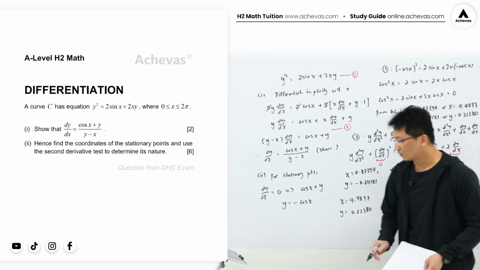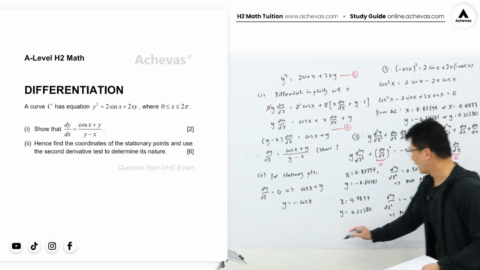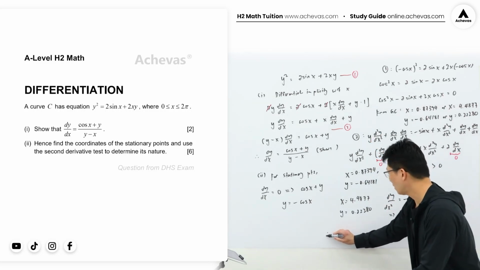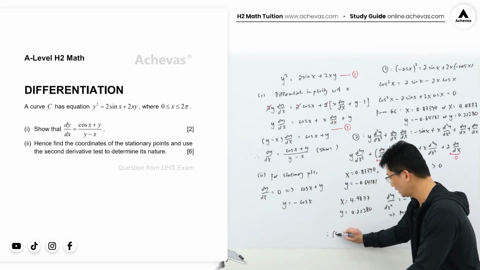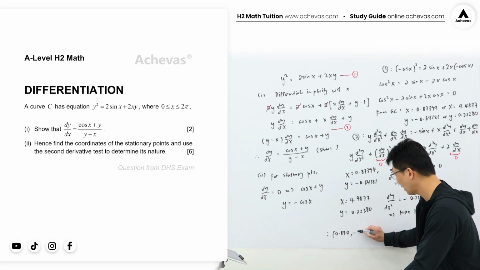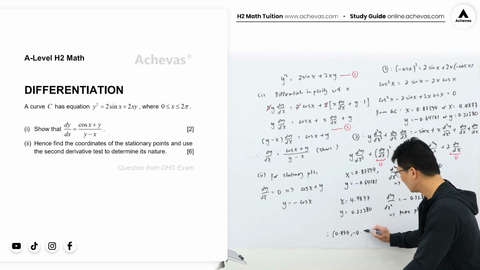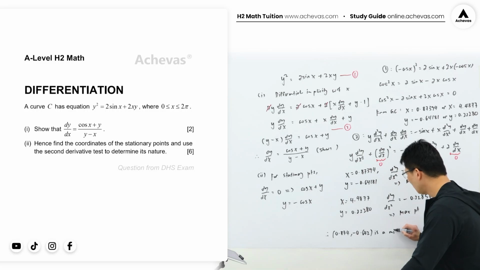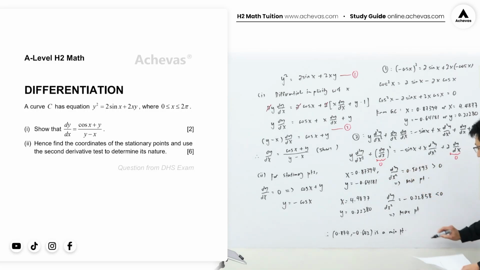Right, so we can conclude our answer already. So therefore, when the coordinates is 0.874, giving answer to 3SF, minus 0.642 is a minimum point. As for the other point is 4.49, 0.223 is a maximum.